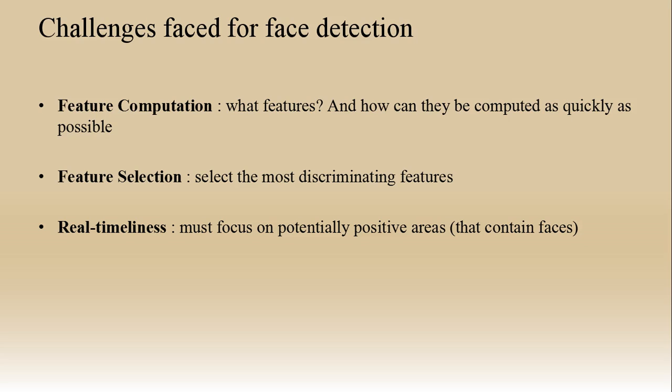Feature selection. We need to select the most discriminating features, as in the most essential features, which would then enable us to carry out further computations such as face recognition, gender classification, etc. Real timeliness. This must focus on potentially positive areas. By positive areas, we mean those portions of the image which contain faces, and we can neglect all of the areas which do not contain any faces.